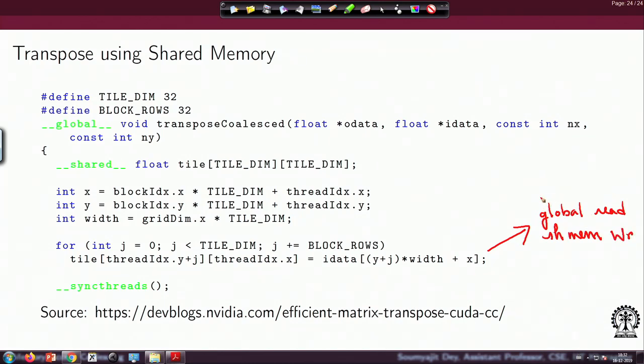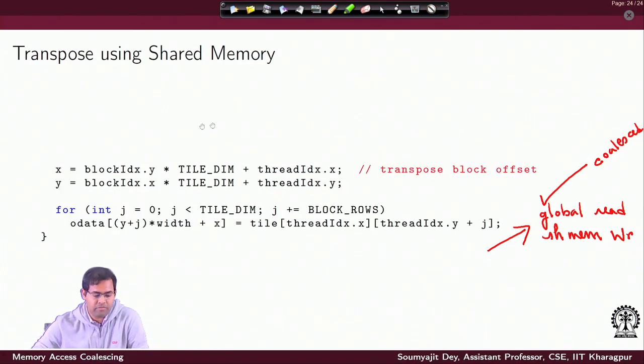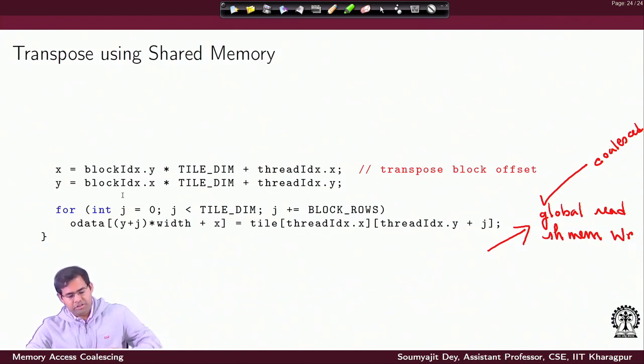Now, the global read is coalesced because you are accessing the global memory in row-wise consecutive locations. Then there is some simple computation of x and y. But when I am writing to the flipped block, I don't just interchange x and y to make it y and x. Instead, I use a modified x and y which gives me the flipped block. Inside the flipped block, I write from the flipped location in the tile.